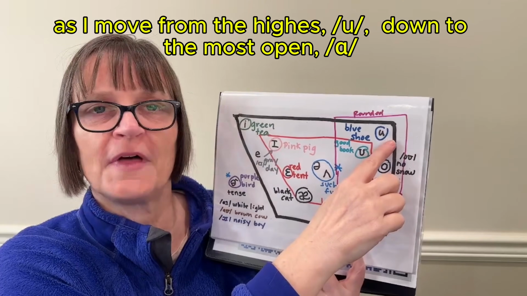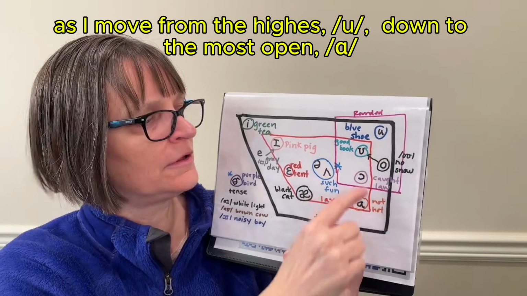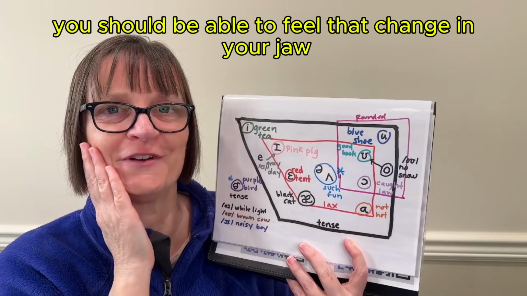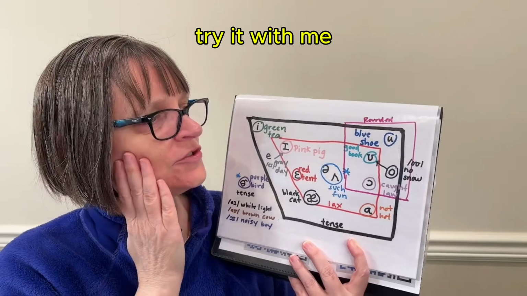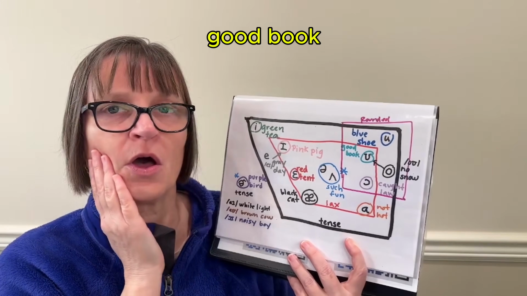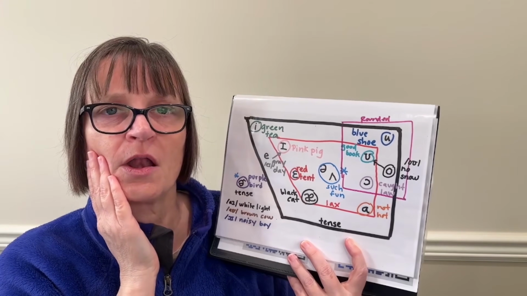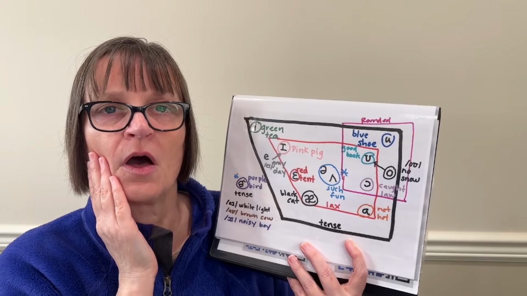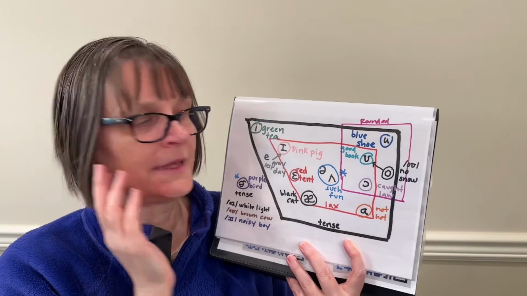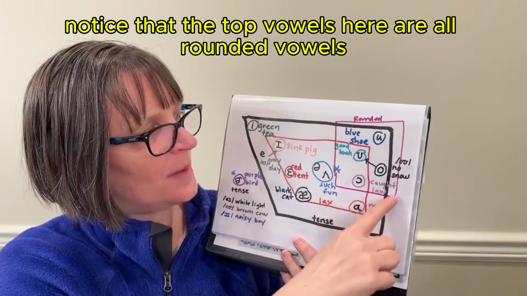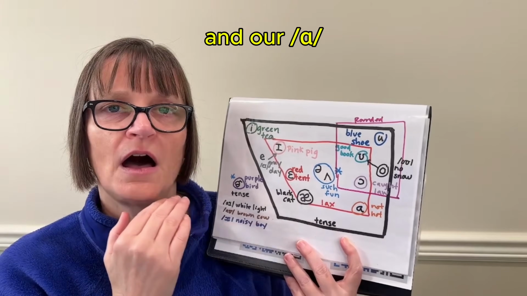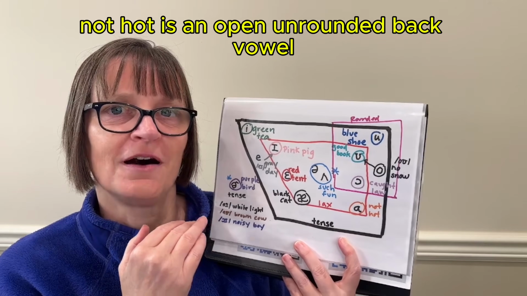As I move from the highest oo down to the most open ah, you should be able to feel that change in your jaw. Try it with me. We'll do some words. Blue, shoe, good, book, no, snow, caught, law, not, hot. Notice that the top vowels here are all rounded vowels, and our ah, not hot, is an open, unrounded back vowel.